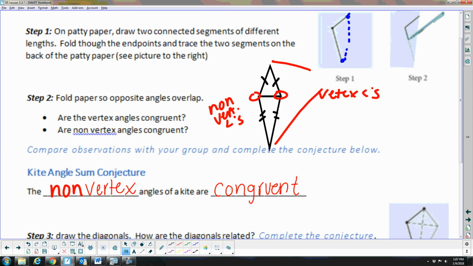The reason behind that is these angles, the vertex angles, are not necessarily going to be congruent because the triangles are not necessarily congruent. Yes, they're both isosceles triangles, but it's not always going to be true that the vertex angles are congruent. So then let's look at the non-vertex angles.